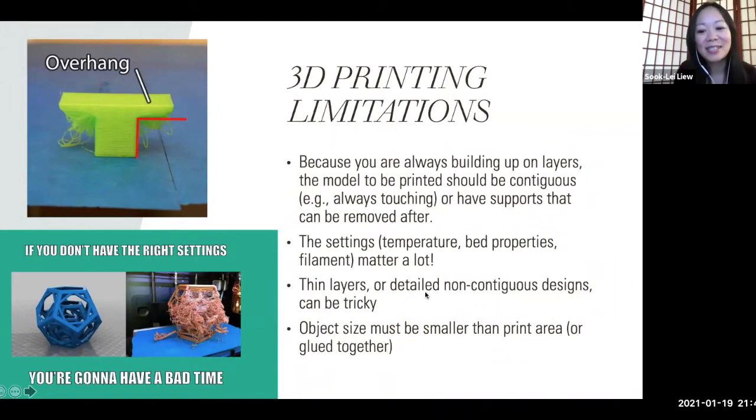So thin layers, detailed non-contiguous designs, etc., all of that can be super tricky to print. And then another limitation is that the object size has to be smaller than the print area, obviously. So those are some things that you want to consider when you're thinking about what you might want to print. Octavio is going to show you some of the things that we print in our lab.